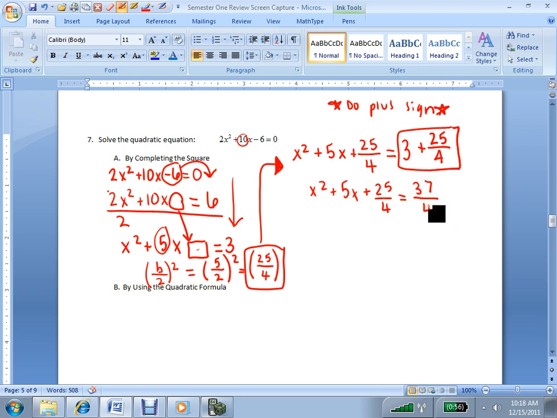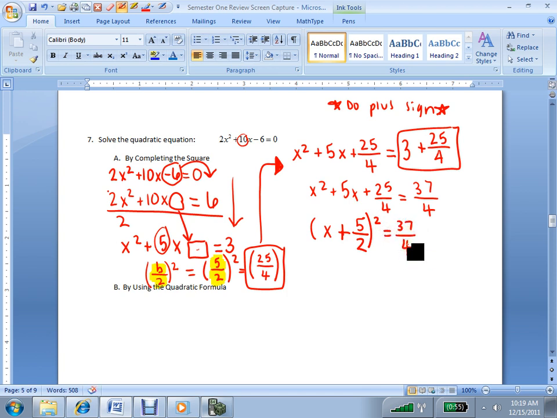Okay, so now what you're going to want to do is factor this. So you're going to do x plus, and you're going to take whatever was inside of your parentheses, so whatever was b over 2. So that was 5 over 2. So you do plus 5 over 2 squared equals 37 over 4.